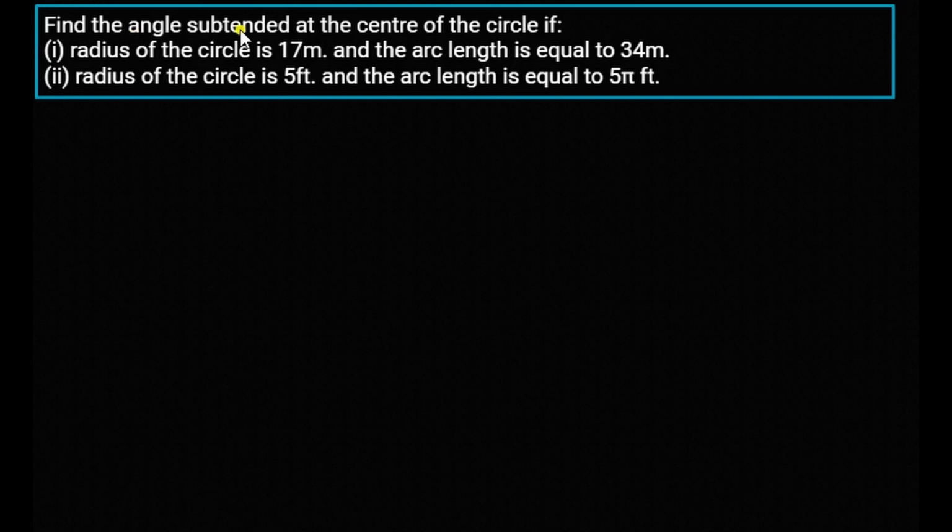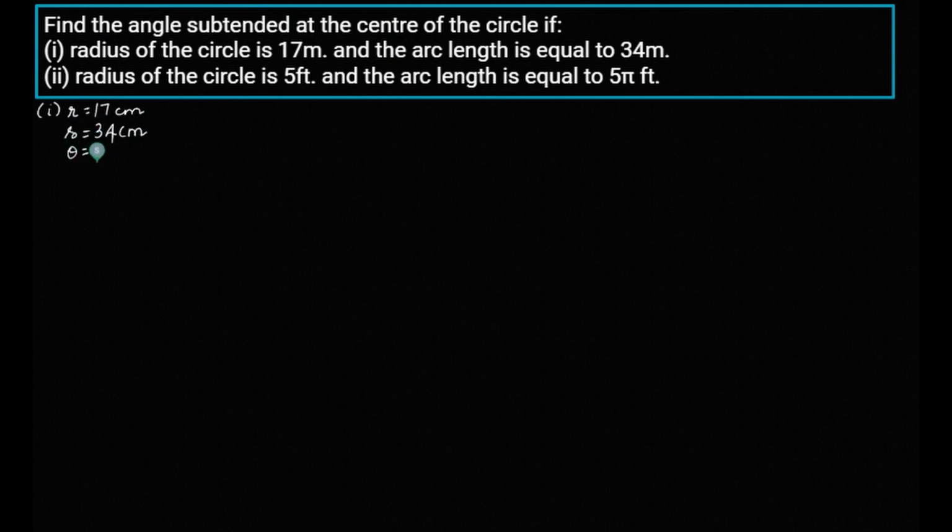So the question is, find the angle subtended at the center of the circle if the radius of the circle is 17 meters and the arc length is equal to 34 meters. The second part of the question states that the radius of the circle is 5 feet and the arc length is equal to 5 pi feet. So let us start with the first part of the question and write down the given data. The radius of the circle is equal to 17 centimeters and the arc length, let that be S, is equal to 34 centimeters. They have asked us to find the angle subtended at the center of the circle, that is theta.